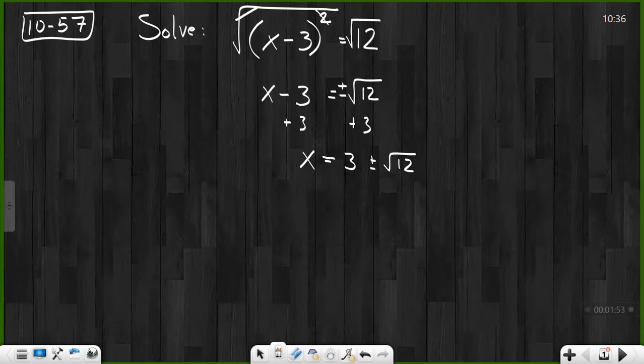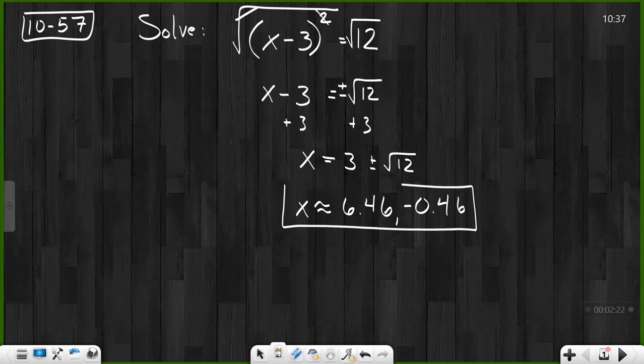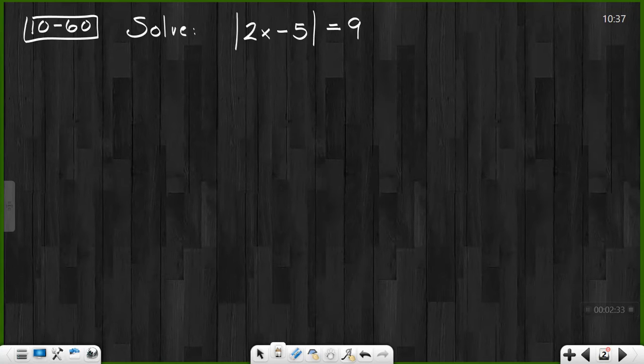That would be the very exact answer if you wanted a very exact one. But if you wanted to get a decimal approximate, you could just do 3 plus the square root of 12, and you could round that to 2 decimal places, saying that x is approximately 6.46. Or you could take 3 minus the square root of 12, and round that to 2 decimal places, getting approximately negative 0.46. And those would be our two approximate answers that would make this equation true. If the square root of 12 was actually a rational number, you would get nice whole numbers here. Let's take a look now at absolute value.